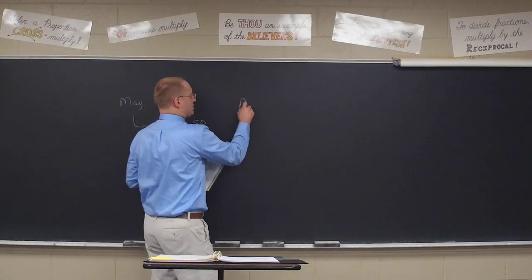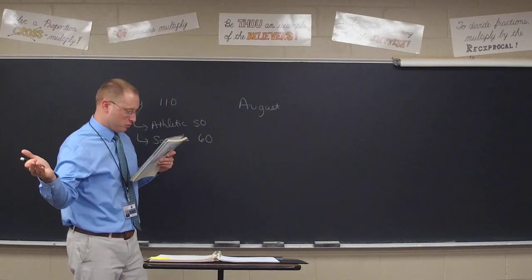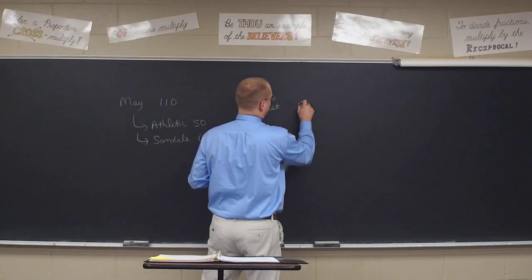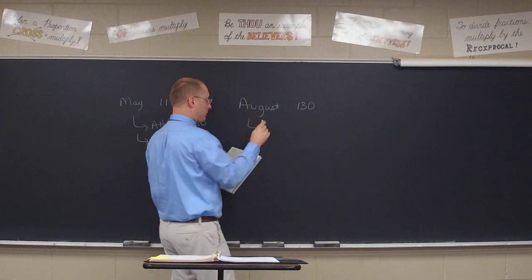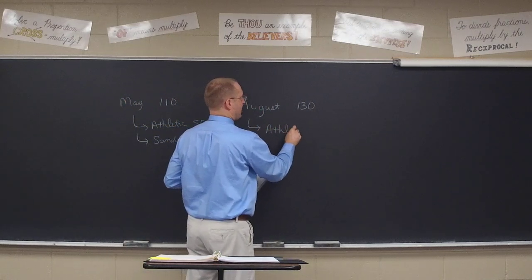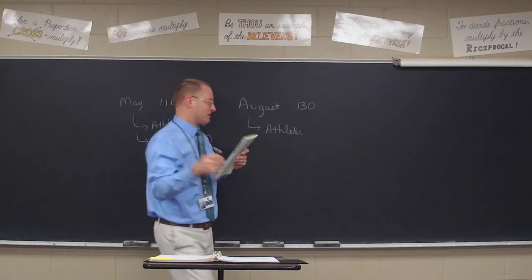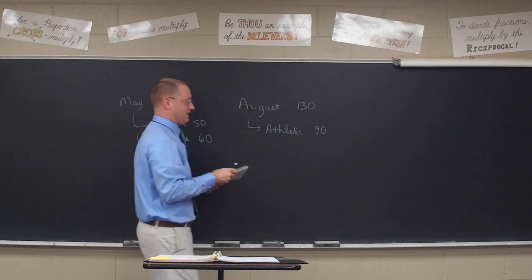So let's take August, for instance. We can tell that in August, class, how many pairs of shoes? 130 total. Okay? Now, let's always start with the bottom bar. In August, the bottom bar, again, is the athletic shoes. How high does that bar go? It goes up to 90. Okay, the athletic goes up to 90.